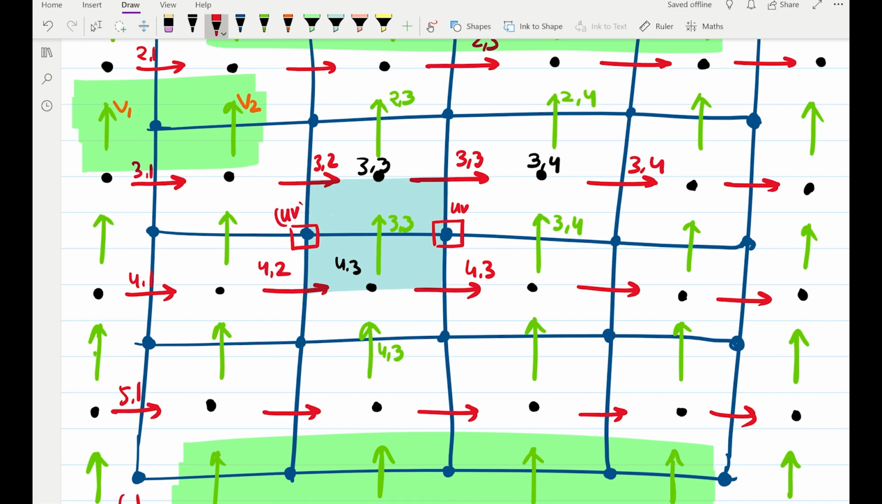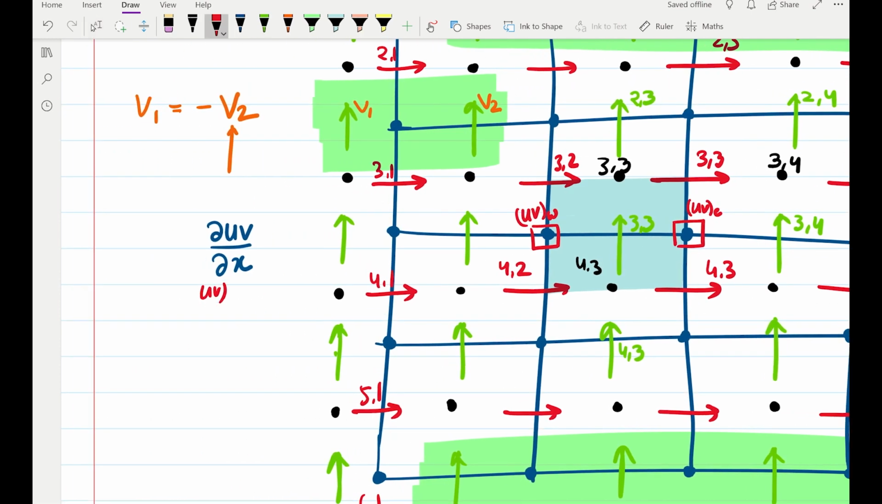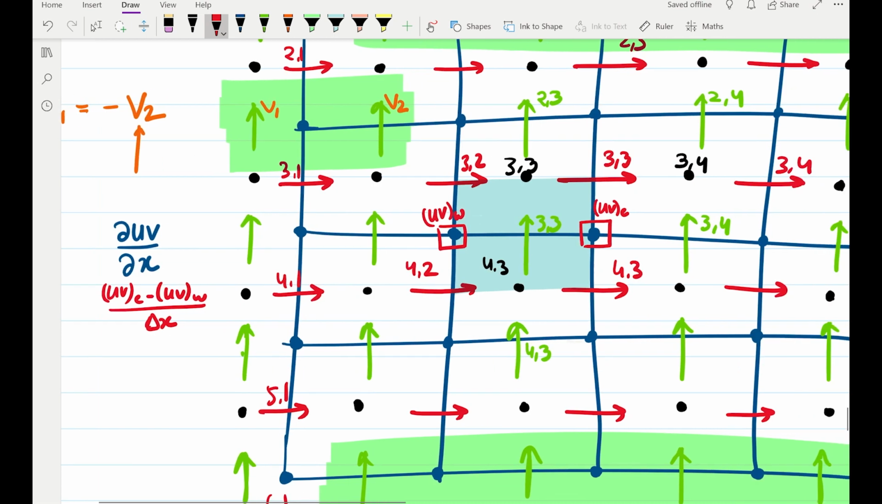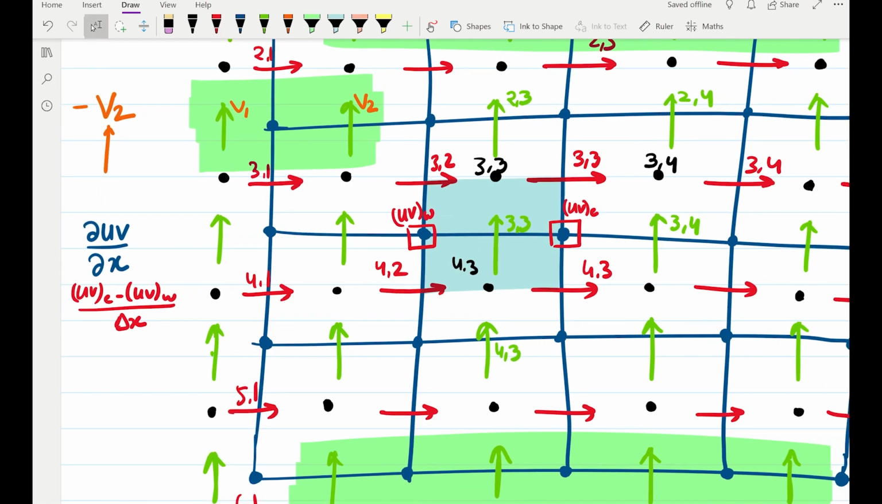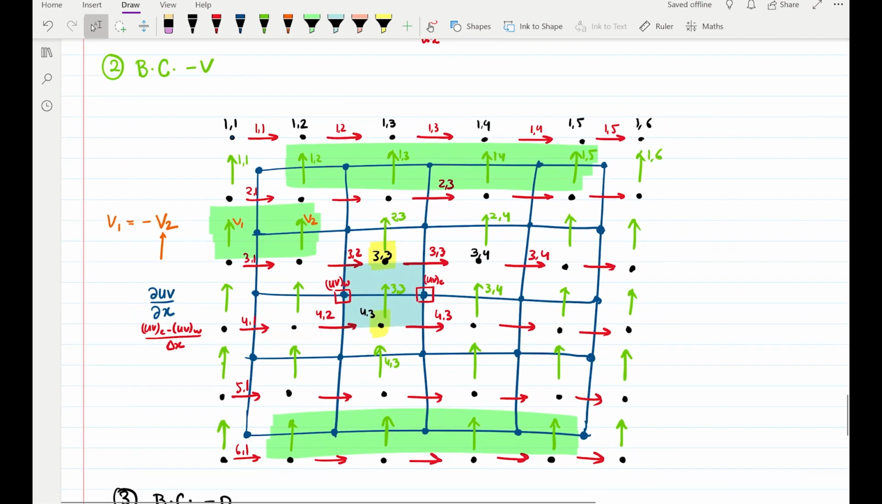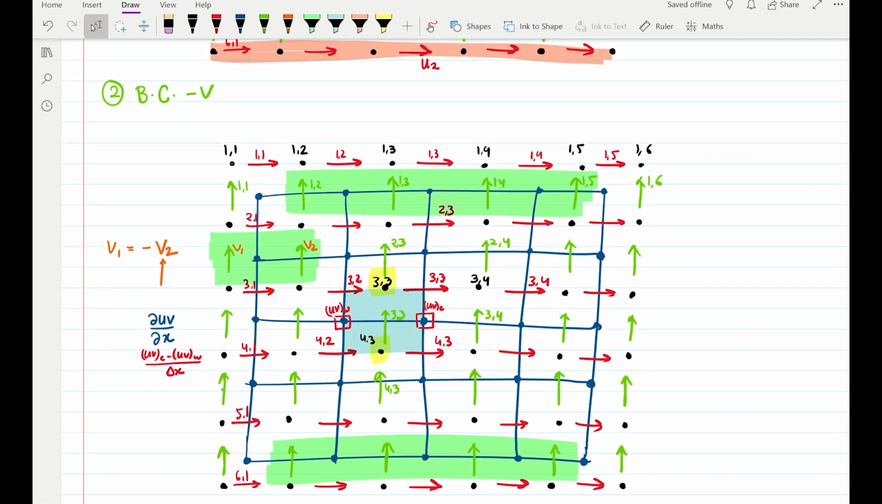So let's call it uv at point small w and uv at point small e, and this would become uv at small e minus uv at small w divided by delta x. And similarly, the other term would be evaluated from the north and south face. And the pressure gradient here can be evaluated from 3 comma 3, and I believe this would be 4 comma 3. So this way you can solve for the V velocity.